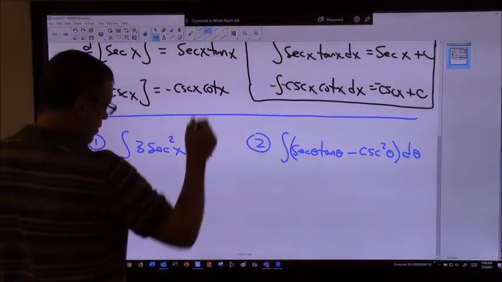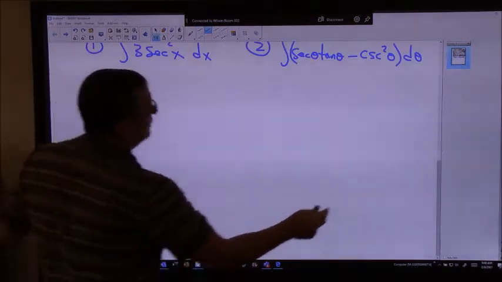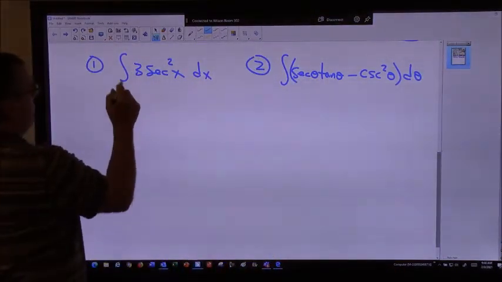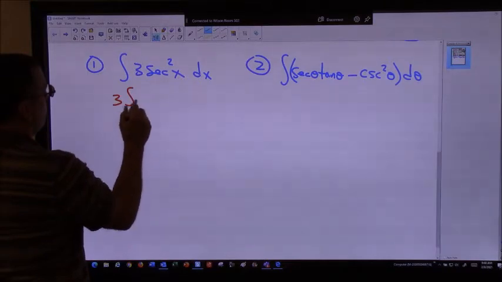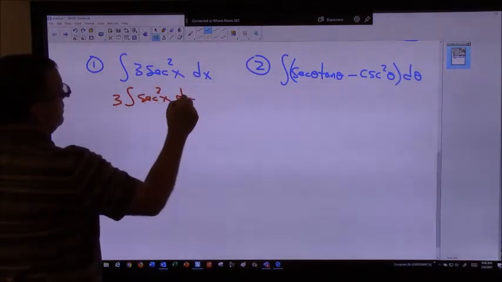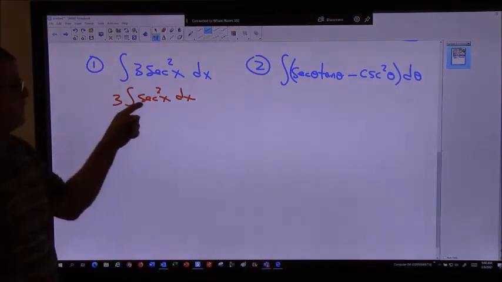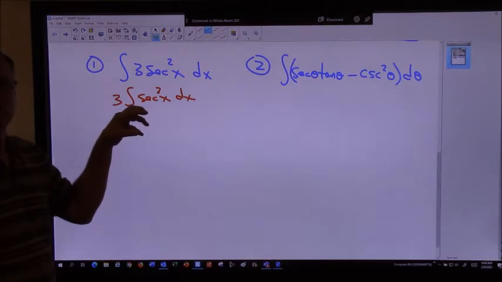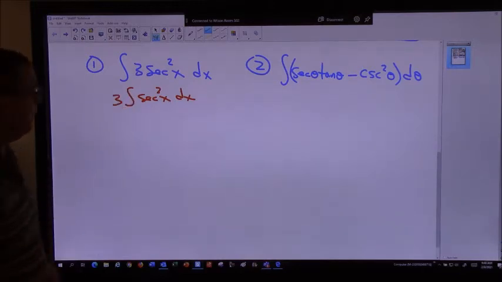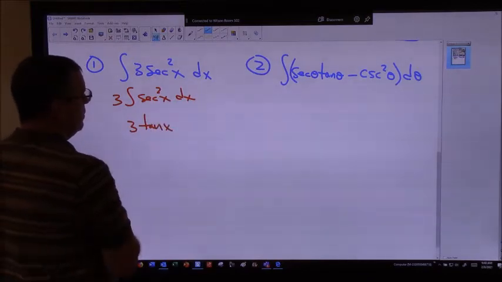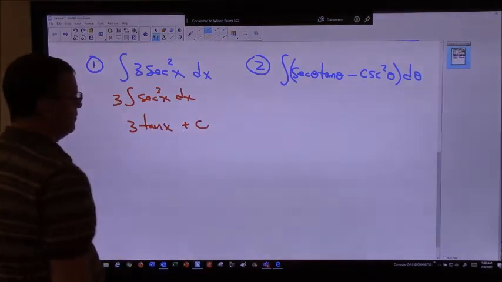All right, so the first one here, we know that we can bring a constant to the outside, so we got 3 times the integral of secant squared of x dx. A lot of times I'll just look at this and go, what did I just take the derivative of to get that? And it would have been the derivative of a tangent, right? So I'd have 3 times the tangent of x plus c.